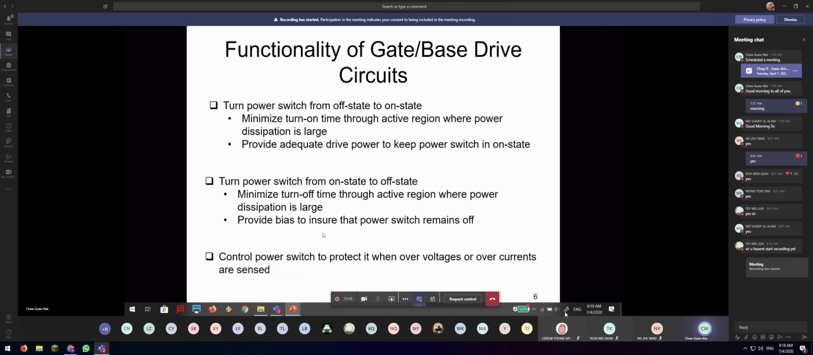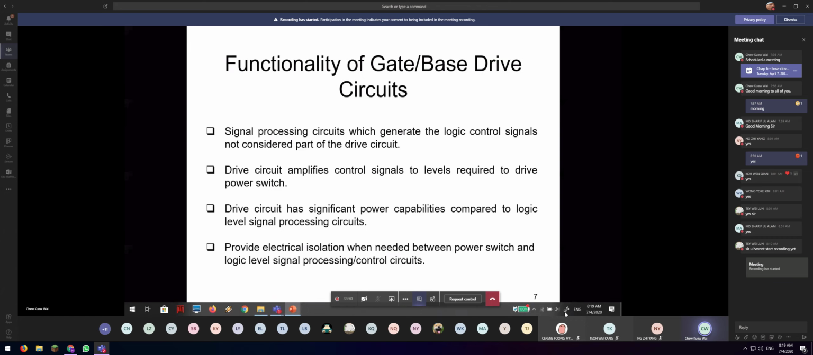Then to provide the bias to ensure the power switch remains off. When I want to turn it off, make sure that you can maintain it at the off status. And then to control the power switch to protect it when over voltage or over current occurs. This is normal. This is to ensure that your switch will not be overloaded under any condition, so they must have some degree of protection inside.